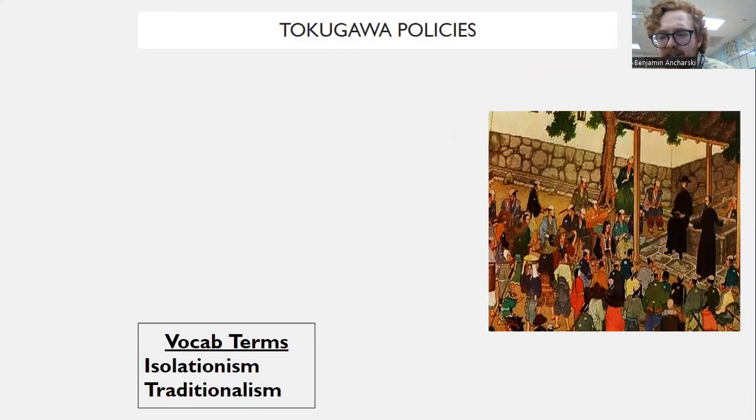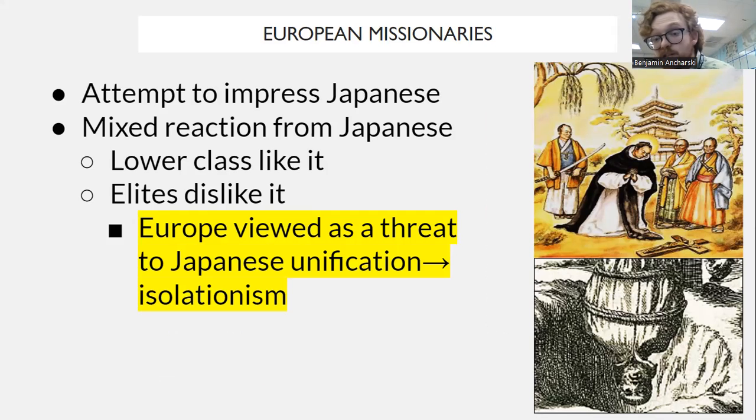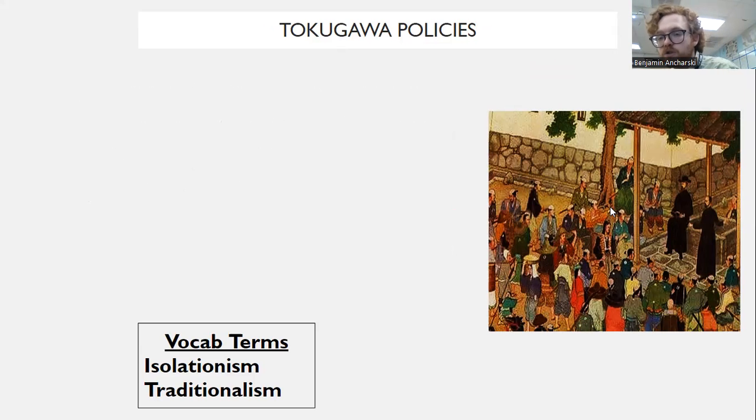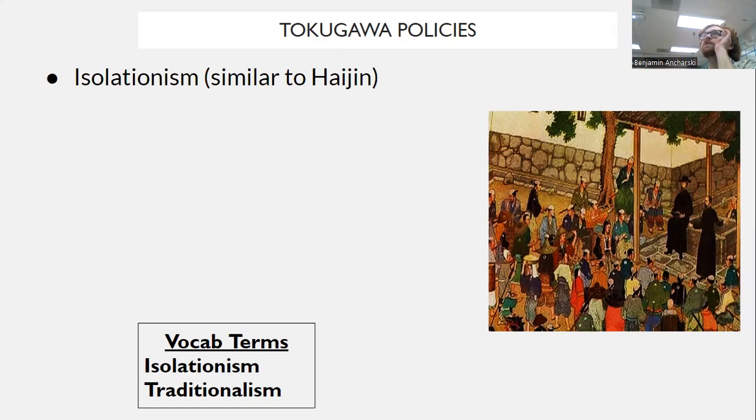And indeed, we see isolationism expressed in a lot of different policies. You can see what the policy towards Christians is going to be. They're going to outlaw Christianity, they're going to torture and execute Christian missionaries and expel them as well. So we do see that Japan will gravitate towards the idea of isolationism. You should definitely associate this term with the Tokugawa Shogunate.